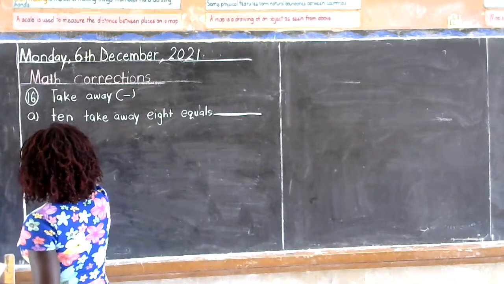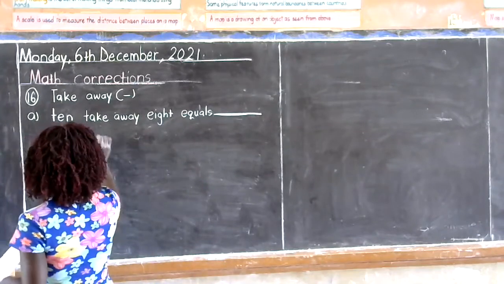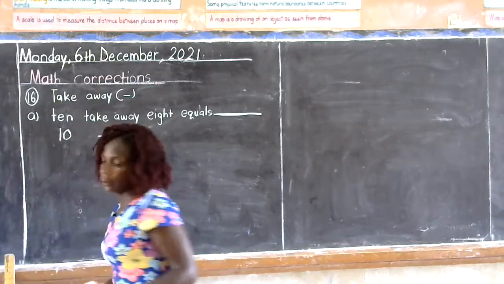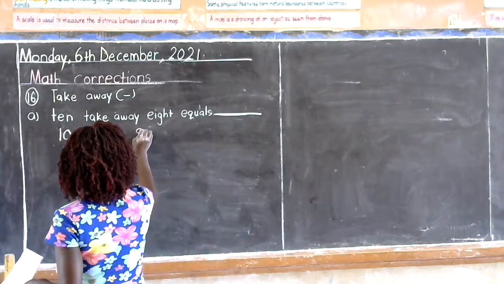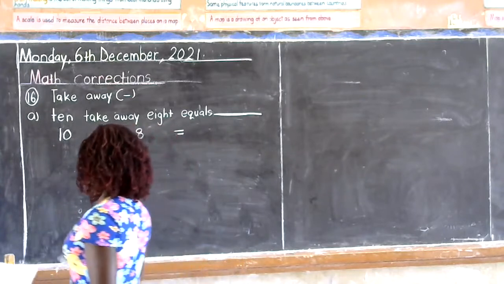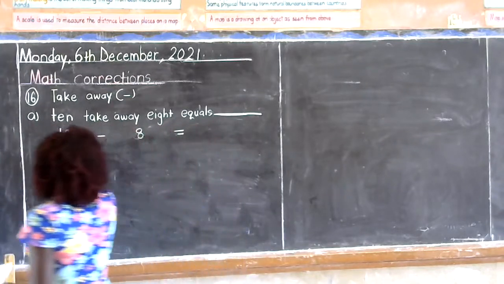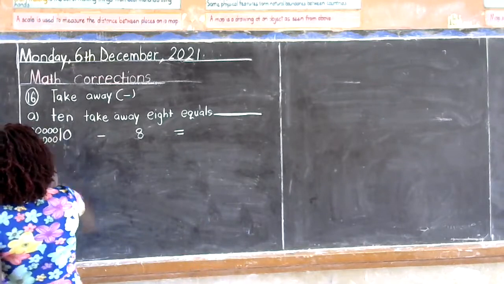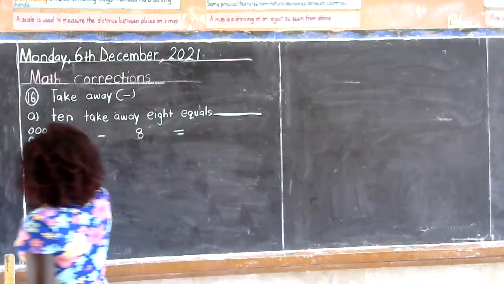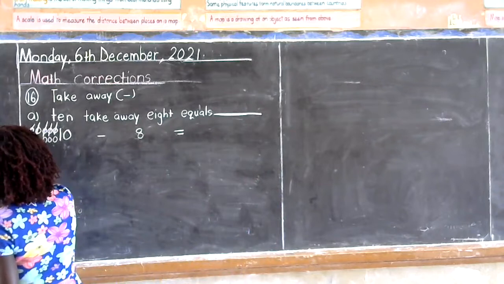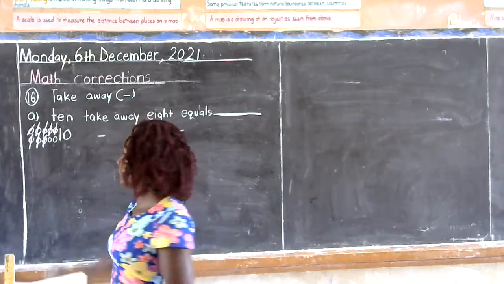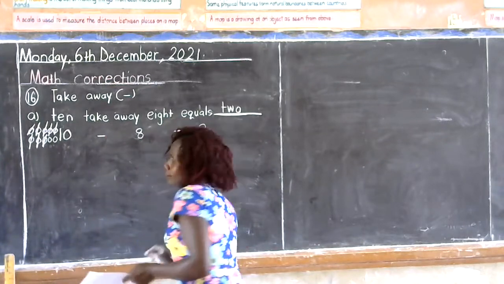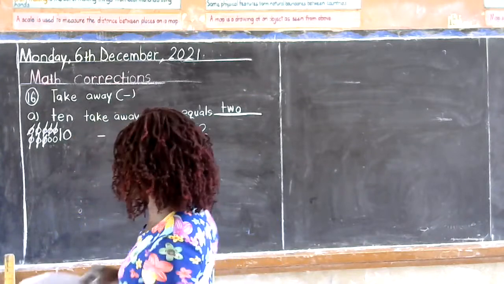Where the word 10 is, and this is at take away, we put the take away sign. Then we write number 8, then the equal sign. Here we are going to draw balls on number 10. Then we are going to take away how many? 8. We cross 1, 2, 3, 4, 5, 6, 7, 8. Now we count the remaining: 1, 2. The answer is 2. We also write it here in words. That is how we are supposed to answer.